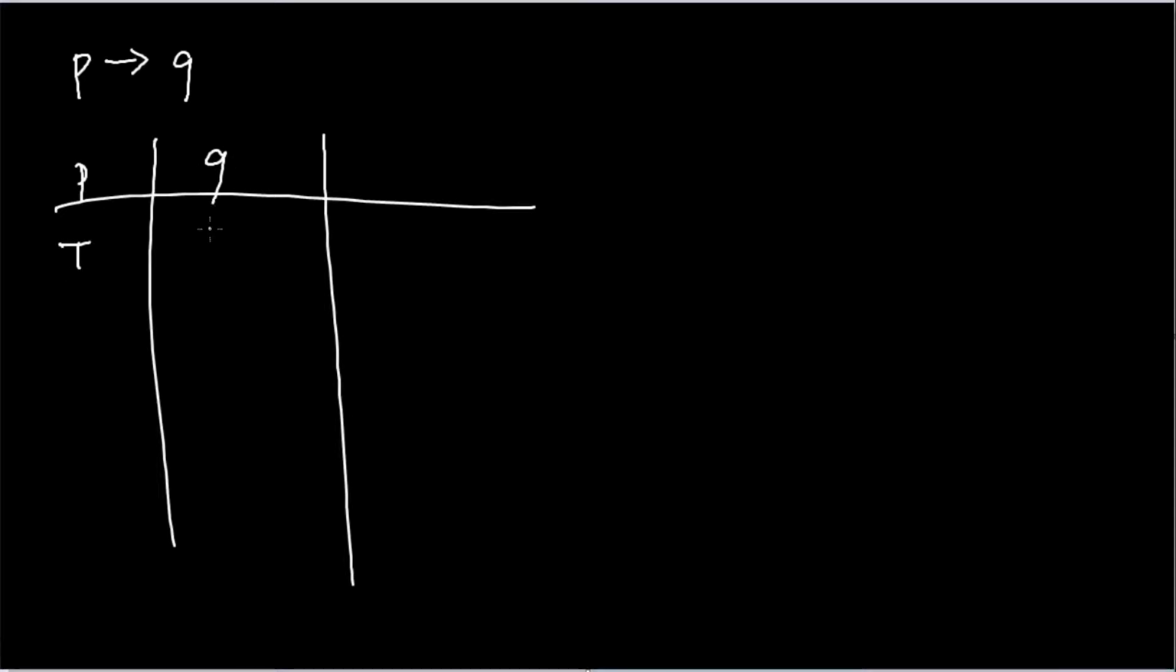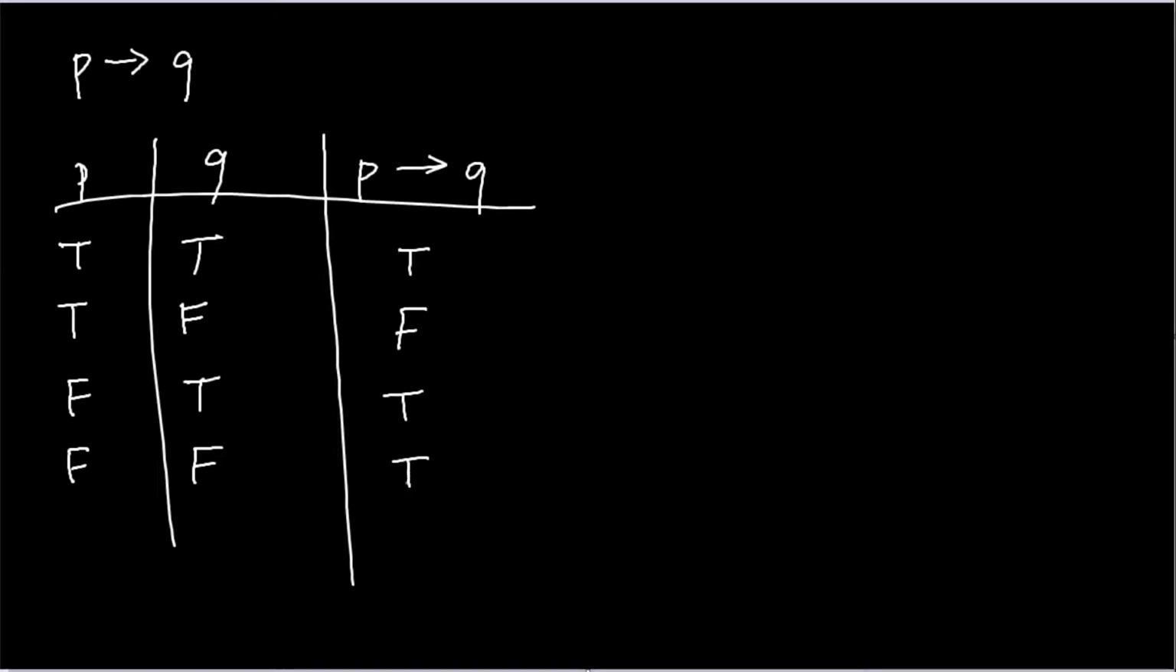When P is true, Q is true; P is true, Q is false; P is false, Q is true; and lastly, P is false and Q is also false. The initial truth table will look something along the lines of this. Basically, this is the logical definition of an implication statement. Once again, this is a truth table right here.